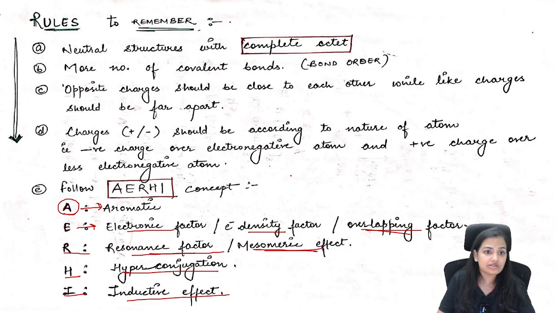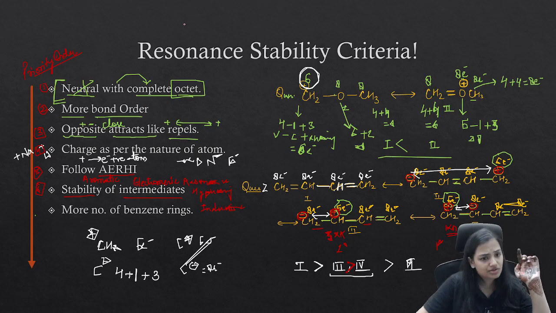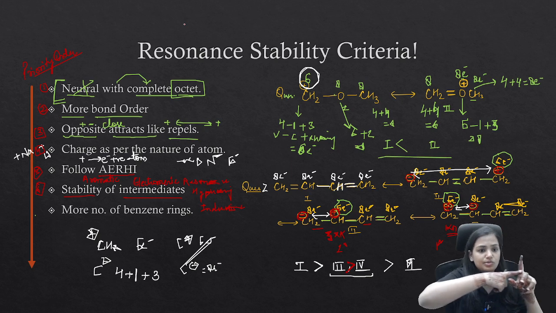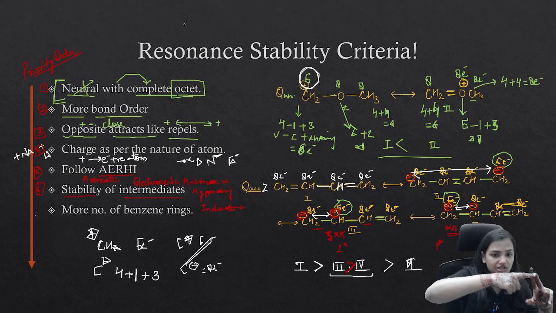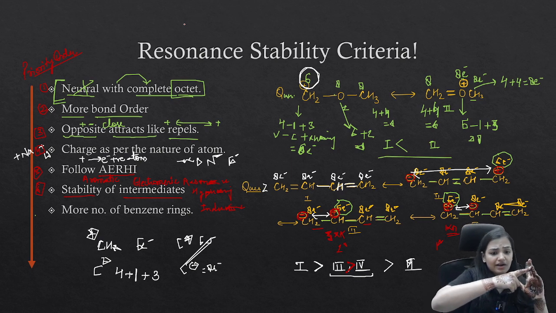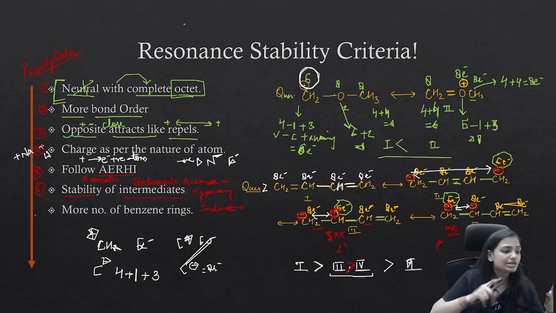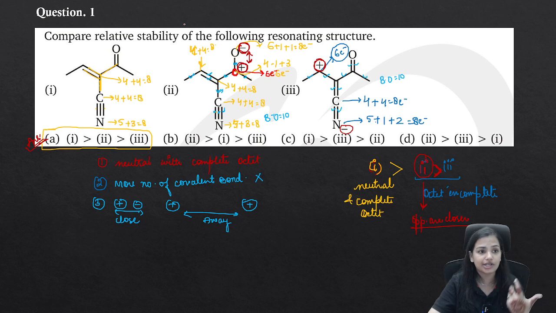So these were the points, only 7 points that we have to keep on our tips. Okay, neutral with complete octet, more bond order, opposite must be closer, like must be away, because opposite attracts, like repels. Then if you are having a charge, charge must be as per the nature of the atom. Then follow the array, then the stability of the intermediates, and in the last, if you have a compound with more number of benzene rings, count the number of benzene rings. Okay, so these are the 7 points that you have to follow in a priority order.